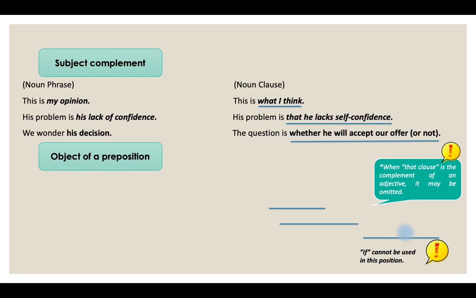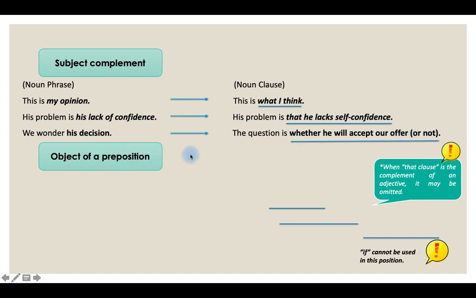Subject complement. My opinion. This is my opinion. This is what I think. Yeah, so it completes the subject. Subject complement part, this part follows the verb to be. So in all these sentences, we have the verb to be, which is followed by the noun clause. And this is what we mean by subject complement. Like it completes the verb to be, right? This is my opinion. This is what I think. His problem is his lack of confidence. His problem is that he lacks self-confidence. The question is whether he will accept our offer or not.